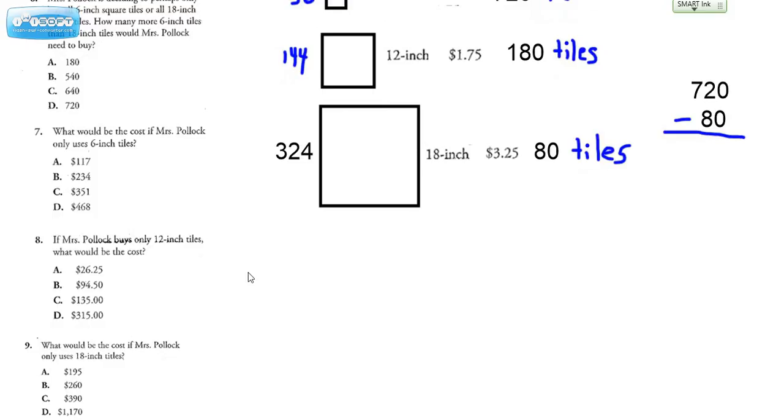And then for number 9, you're going to take, well, we're almost out of time. Actually, we are out of time. All right.